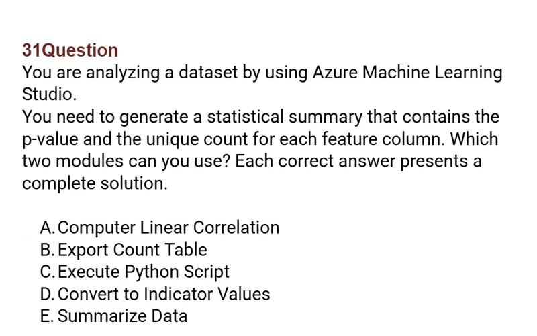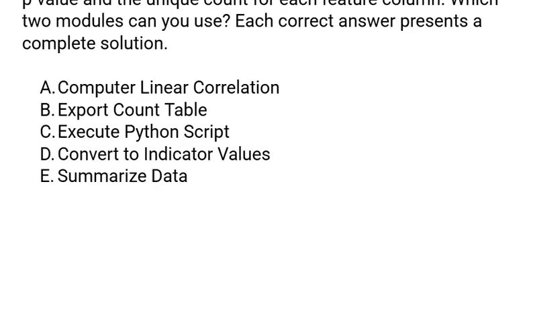Question is, you are analyzing a dataset by using Azure Machine Learning Studio. You need to generate a statistical summary that contains the p-value and the unique count for each feature column. Which two modules can you use? Each correct answer presents a complete solution. Option A, compute linear correlation. Option B, export count table. Option C, execute Python script. Option D, convert to indicator values. Option E, summarize data. Correct answer is option B.